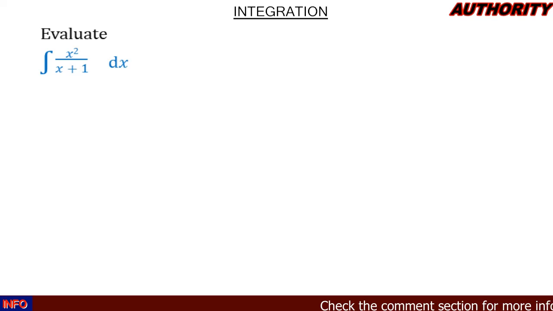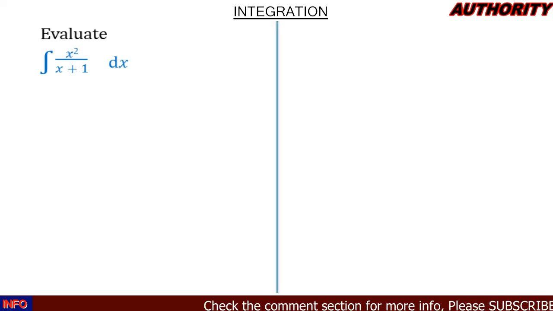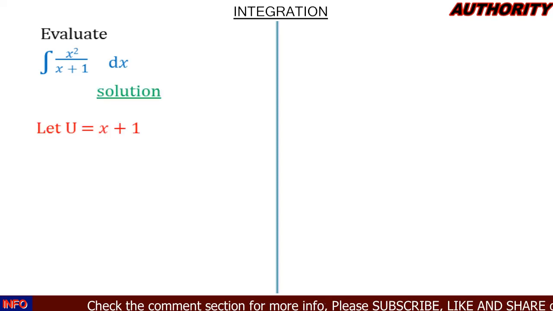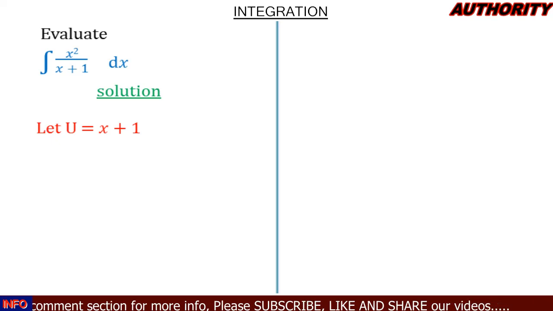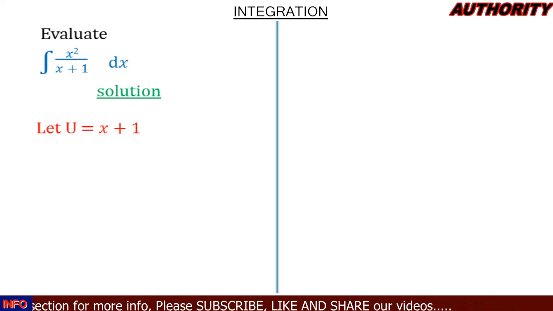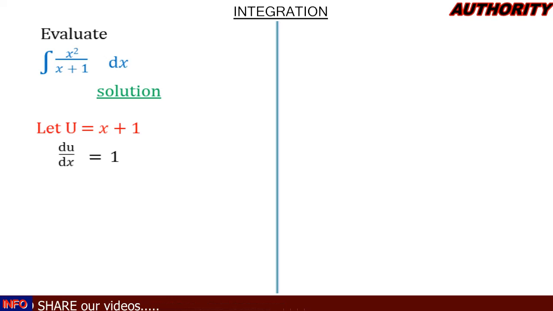Okay, we are asked to evaluate this. Let's see how we're going to do it. That means we're going to say, let this x plus 1, being a denominator, be called a letter u. So let u equal x plus 1. And then we find the derivative of u with respect to x. That is, du/dx is equal to, when we differentiate, 1. When we differentiate x, it gives us 1.